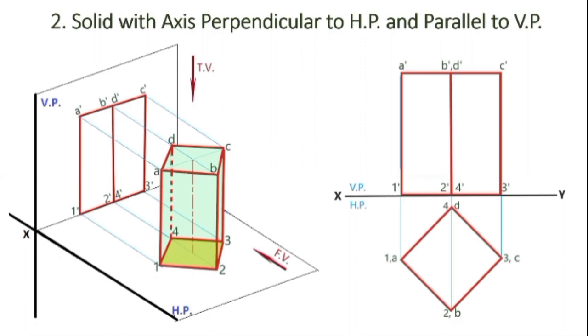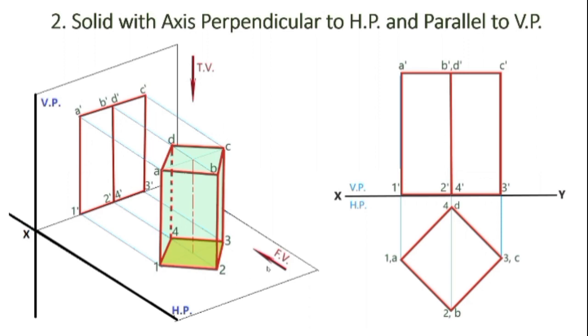Let's see the first condition of a solid when kept in the first quadrant: a solid with its axis perpendicular to the horizontal plane and parallel to the vertical plane. In this first quadrant, you can see the vertical plane and horizontal plane. We have placed a solid, a square prism, with its base 1, 2, 3, 4 resting on the horizontal plane. The axis is parallel to the vertical plane and perpendicular to the horizontal plane.